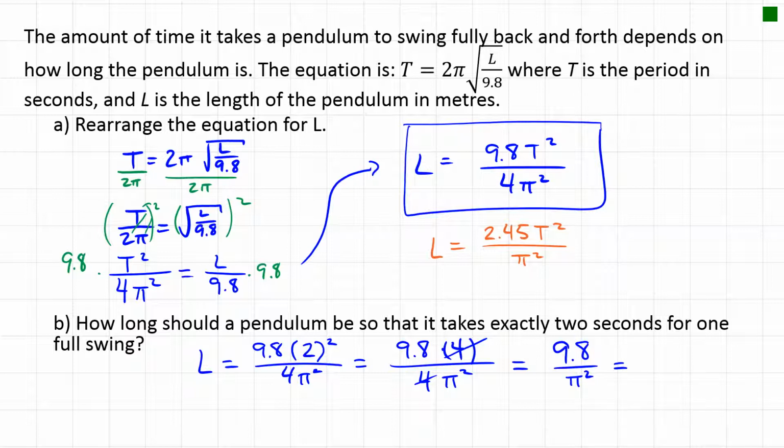But just be very careful in your calculator that you do 9.8 divided by pi squared and not 9.8 divided by pi and then square that result. You have to be very careful about that. But when I do this in my calculator, I get 0.99, and I'll round to, let's do 3 decimal places, 0.993 meters. And I know it's meters because we're told that L is in meters in the description of the equation.